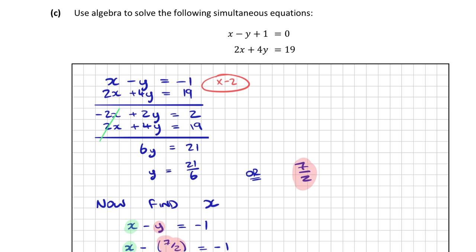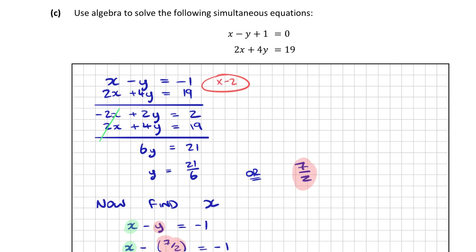In this case, I decided to get rid of the x's, and I did that by scaling up my x's. If I wanted to get rid of my x's, I'd need to have a 2x and a negative 2x on top of each other, because when I add the equations, the x's will cancel. You could have got y's on top of y's by multiplying the top equation by 4. That way you would have had y's on top of y's, and you'd end up with the same answer. In this case, I'm just going to get rid of my x's.